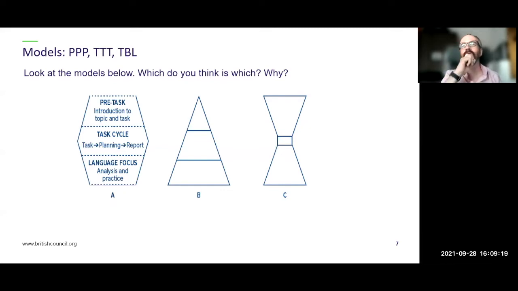So thank you to Yulia, we have it there as well. So thank you for the answers. That's great. A is TBL, B is PPP, and C is TTT. So why am I showing you this?